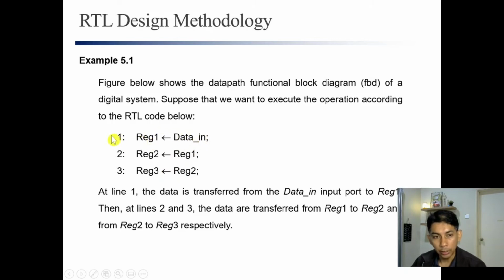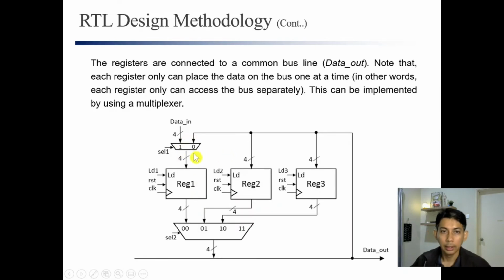And this is the sequence. Number 1 we do this, number 2 we do this, and number 3 we do this. So the operation is easy. The first operation is to read the data, data in, into register 1. The next one, we transfer the data in register 1 to register 2, and the last operation is to transfer again the data from register 2 to register 3. So this is the explanation, just like what I explained just now. So let's see the second one here.